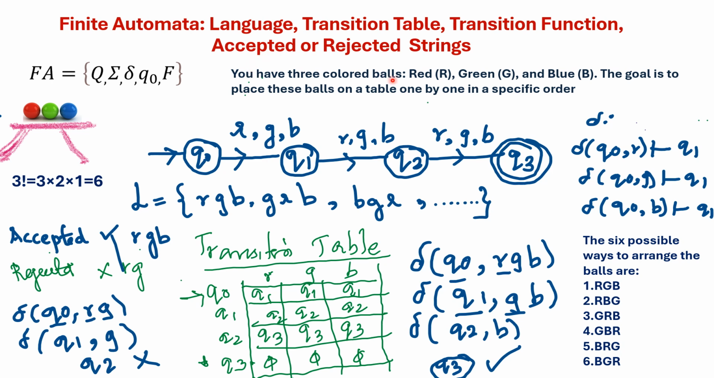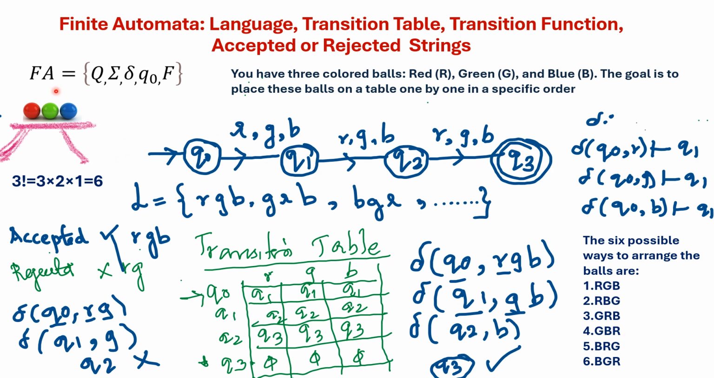You have three colored balls: red, green and blue. The goal is to place these balls on a table one by one in a specific order. So we have 3 factorial possibilities with 3 colored balls: red, green, blue. So these are all the possibilities. Based upon this problem, we give the finite automata, and we also have to ensure we can get all the possibilities for this figure.